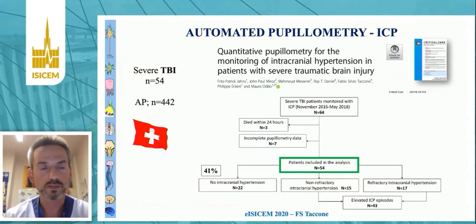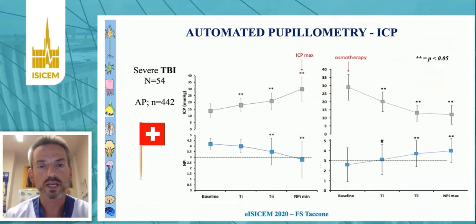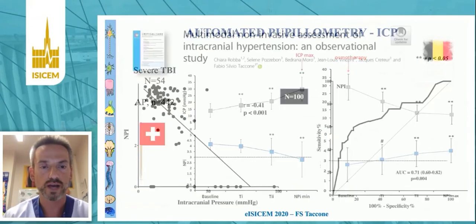Just in terms of ICP, in this study coming from Switzerland, looking at 54 patients with TBI, you can easily see how the changes in NPI mirror the changes in ICP. ICP goes up, NPI goes down, even before ICP exceeds the value of 20 millimeters of mercury. And for those patients receiving osmotherapy, ICP goes down, and again, NPI goes towards normal values. So you can use repeated measures of NPI to assess the effect of therapies and the surge of ICP.